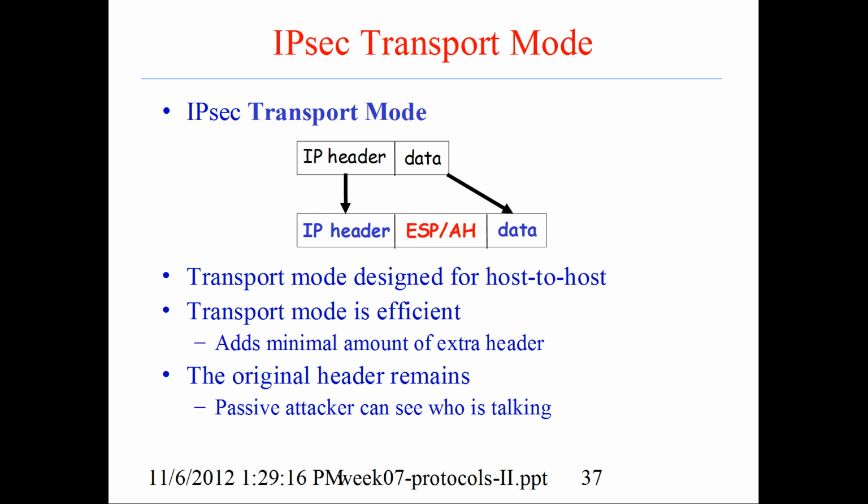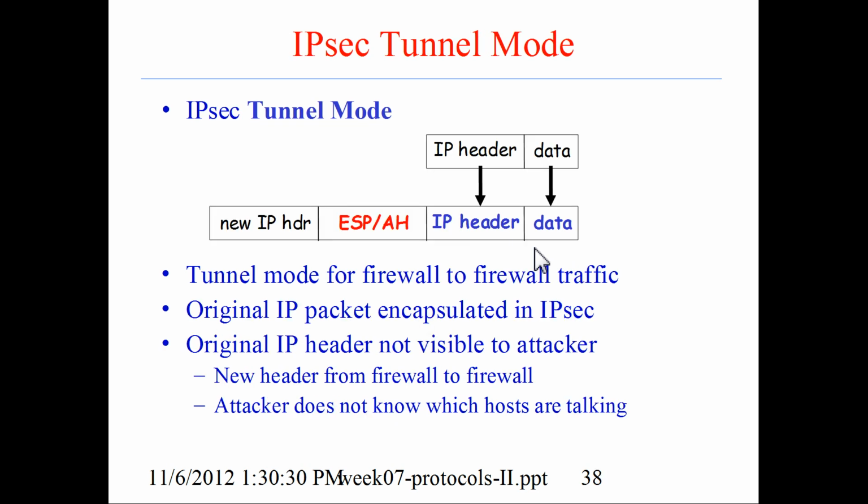So IPsec's transport mode is designed for host-to-host communication. It is much more efficient than the other mode, and the IP header is left untouched. It's there in plain text, and a second header for the encapsulating security payload is put in there, and the data is then appropriately encapsulated, or rather protected.